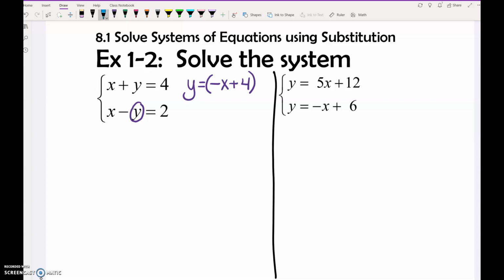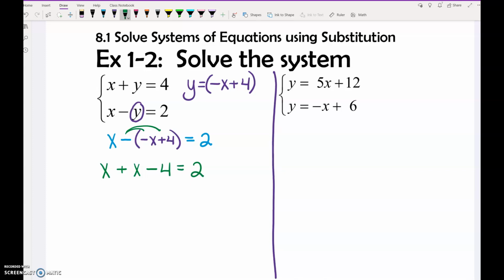Okay, so x minus, and instead of that y, we are going to put the parentheses negative x plus 4 in its place, and then continue with the equals 2. Our goal here is to get all of the same letter in this equation because then we can actually solve it. Now, the thing about a minus and then the parentheses, we have to distribute that negative. So this is actually x plus x minus 4 equals 2.